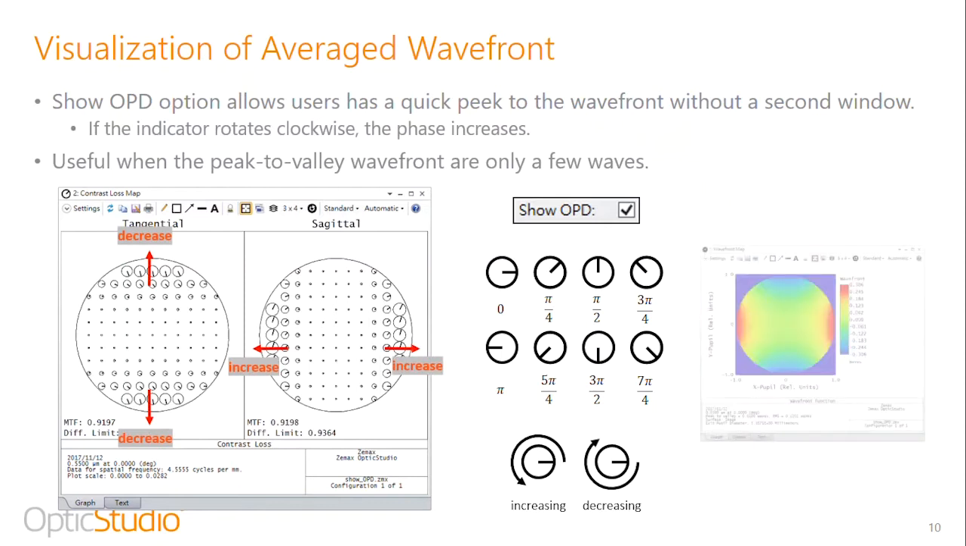And here is the waveform map of this system. We can easily verify that the waveform is definitely decreasing at the top and bottom regions in the pupil.